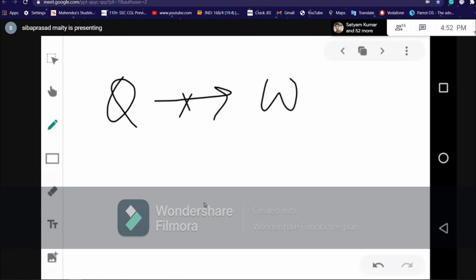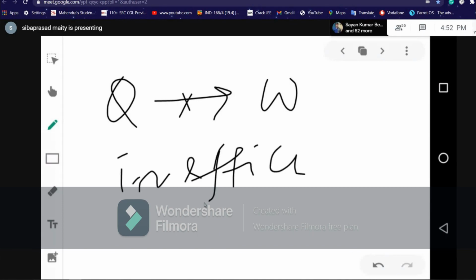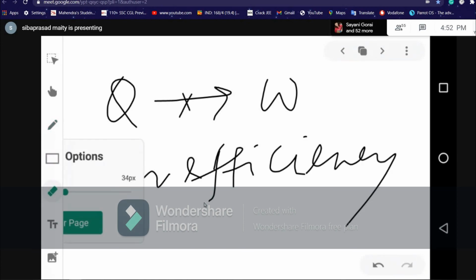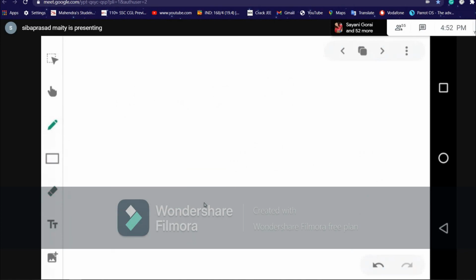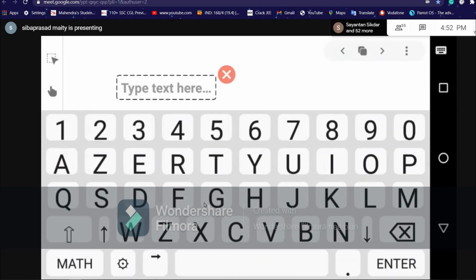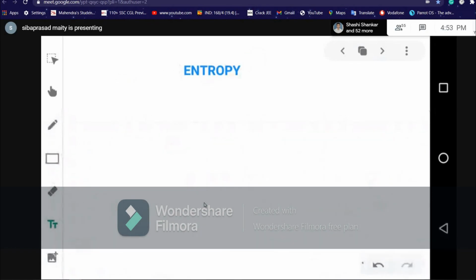Could you understand? If it's so, we have some inefficiency. Did you understand? We have some inefficiency, which is measured by the function called entropy. Inefficiency is there, which can be measured by the function called what? Entropy. Would you understand? We will start it in the next class.